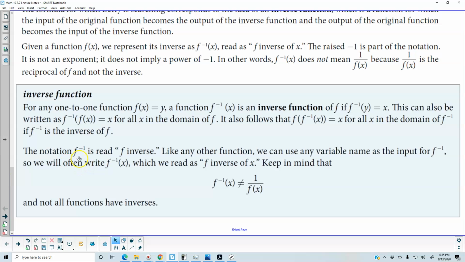Now, the notation f⁻¹ is read as "f inverse." Like any other function, we can use any variable name as the input for f⁻¹, so we will often write f⁻¹(x), which we read as "f inverse of x." And again, keep in mind that f⁻¹(x) does not equal 1 over f(x), and not all functions are going to have inverses.